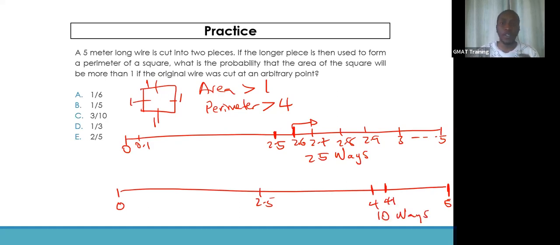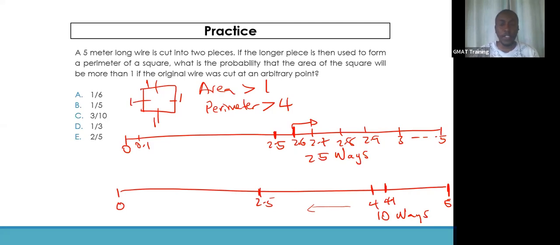These are places where if they are cut, then the area will be more than 1 or the perimeter will be greater than 4. So what is the probability that the area of the square will be more than 1 if the original wire was cut at an arbitrary point? We have options from 2.6 all the way to 5 being the points where the line can be cut so you can have a longer piece, and 4.1 all the way to 5 being points where if you cut, then the area will be greater than 1 or the perimeter greater than 4.